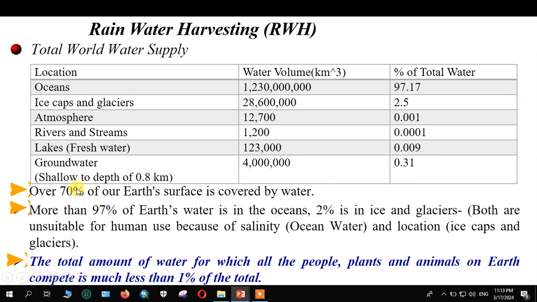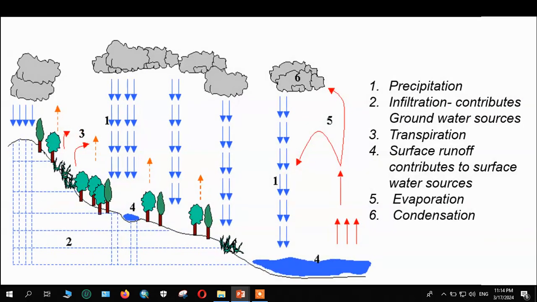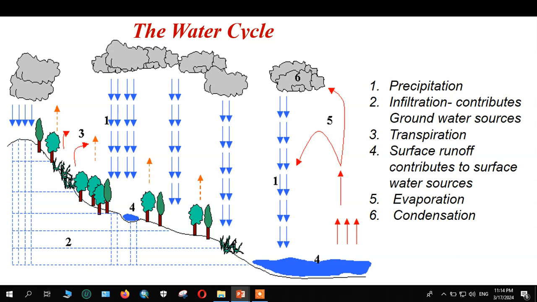Over 70% of our Earth's surface is covered by water. More than 97% of Earth's water is in the ocean, and 2% in ice and glaciers. Both are unsuitable for human use because of salinity in ocean water and the location of ice caps and glaciers. The total amount of water available for people, plants and animals on the earth is much less than 1% of the total. Therefore, rainwater harvesting is needed.